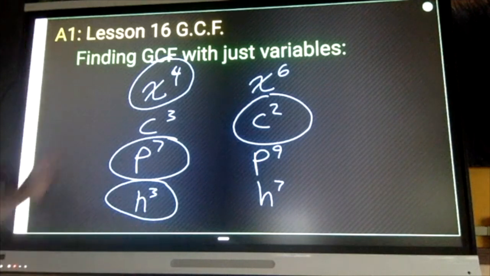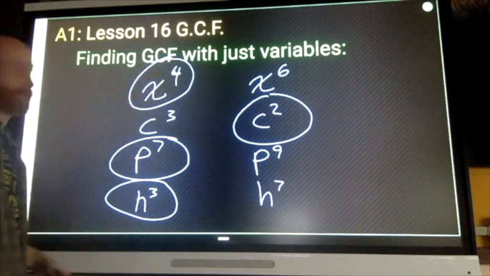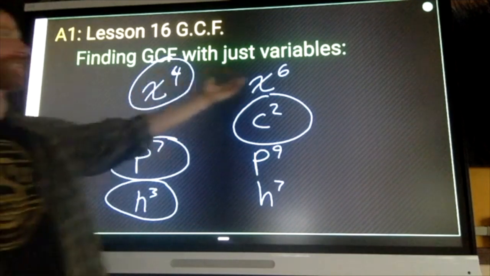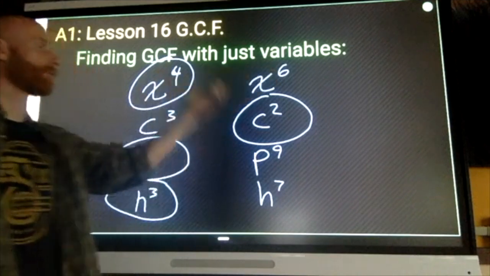All right, now, take a look at it. See if you can figure out which number I'm circling, why I'm circling that number. Basically, when you find a GCF with variables, you just take the base and exponent that are smaller. All right, so x to the 4th is smaller than x to the 6th. This is my GCF between the two of them.